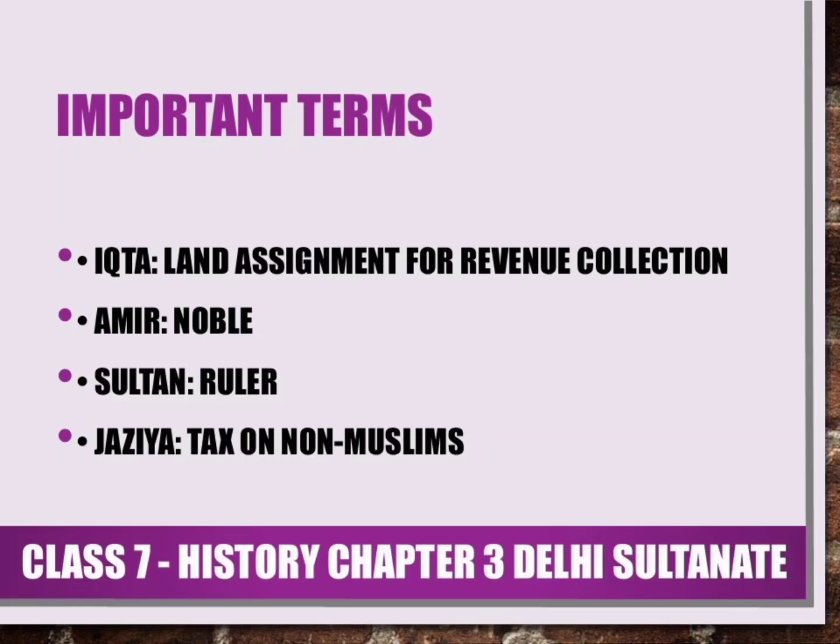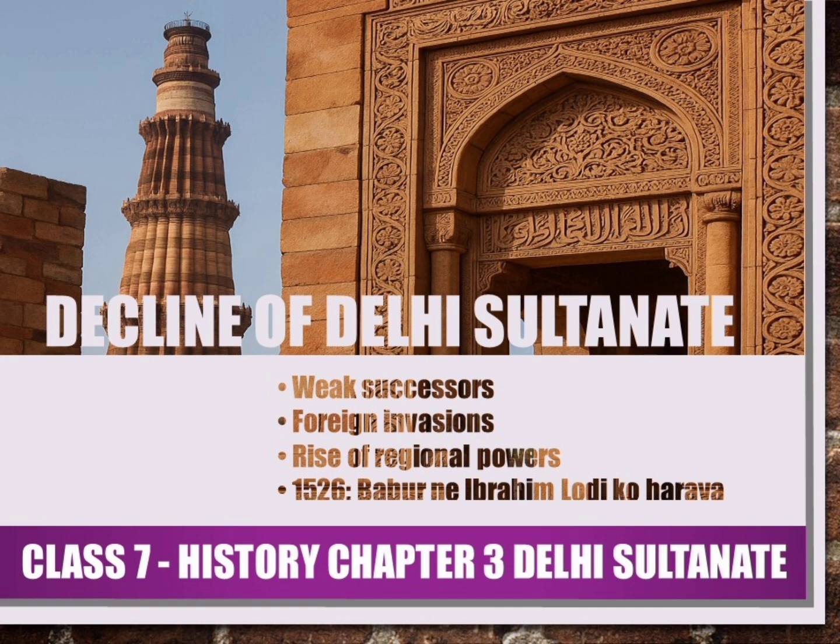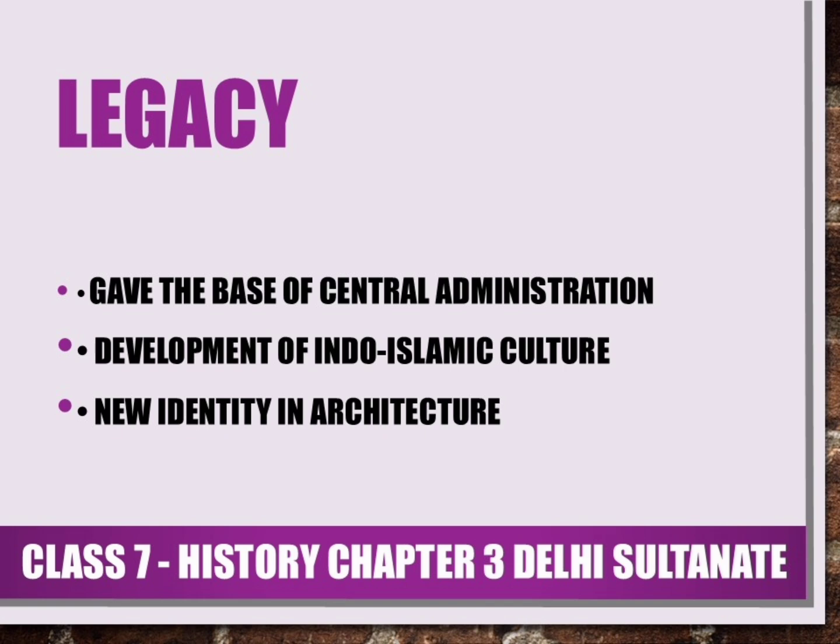Now let's see the timeline recap. The Slave dynasty with Aibak, Iltutmish and Razia, the Khilji dynasty with Alauddin Khilji, the Tughlaq dynasty with Muhammad bin Tughlaq and Firoz Shah Tughlaq, the Sayyid dynasty with weak successors, and the Lodi dynasty which ended with Babur's invasion.